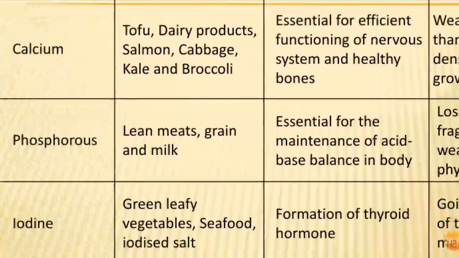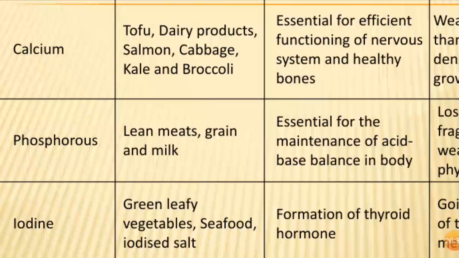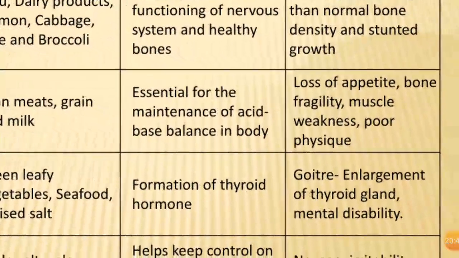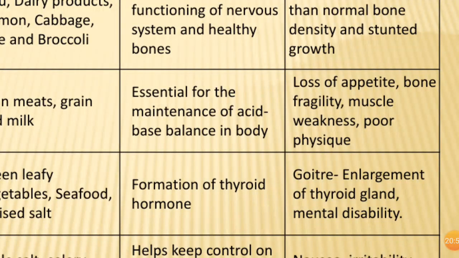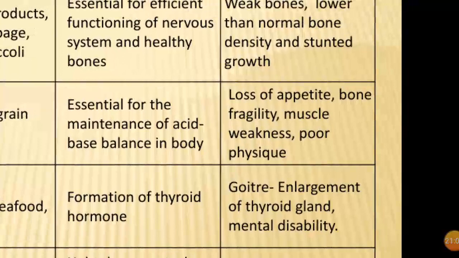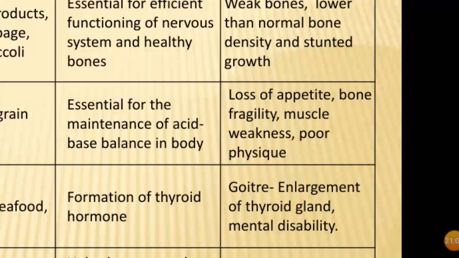Then next, phosphorus. Sources: lean meats, grain and milk. Function: essential for the maintenance of acid-base balance in body. Deficiency disease: loss of appetite, bone fragility, muscle weakness, poor physique.